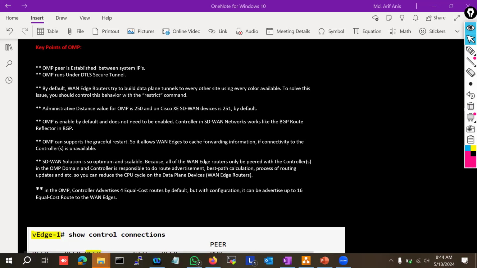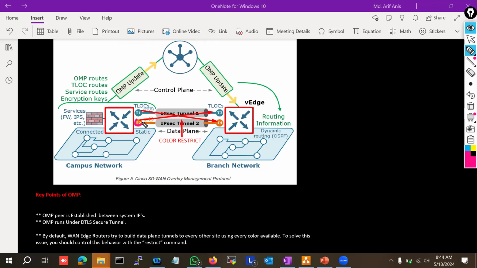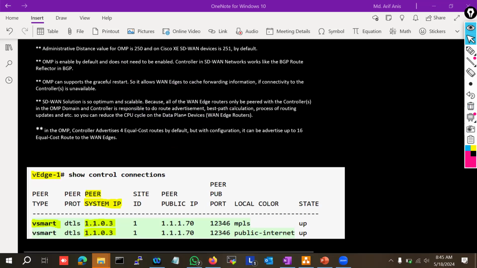Another point: by default, when an edge router tries to build data tunnels, it's a separate thing when we discuss data connectivity. If you have two or three WAN interfaces and WAN connectivity like internet, MPLS, 4G, these edge routers by default will try to form IPsec tunnels. It will try to form full mesh connectivity between all edge routers. If you have 100 edge routers, all edge routers will try to form connectivity to all routers over all transports, right? By default it forms the full mesh tunnel. To restrict this, we have to use the color restrict option in the interface tunnel option, right?